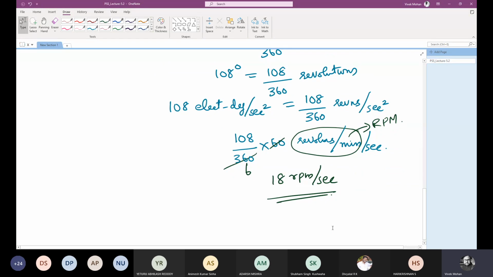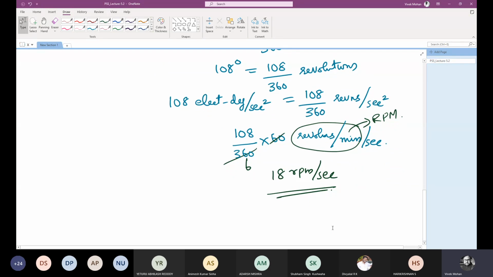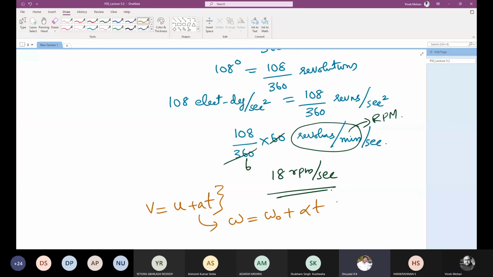Now what we are going to do is find the rotor speed at the end of 12 cycles. How will you find it? Suppose v equals u plus at; this is for linear. Corresponding, omega equals omega naught plus alpha t. What is alpha here? Angular acceleration. In terms of RPM, you can take it as 18.